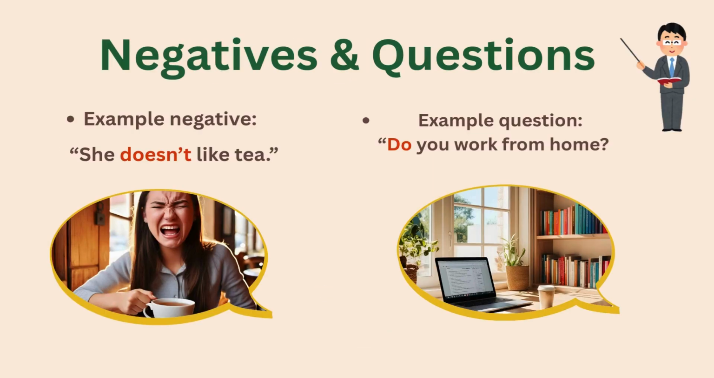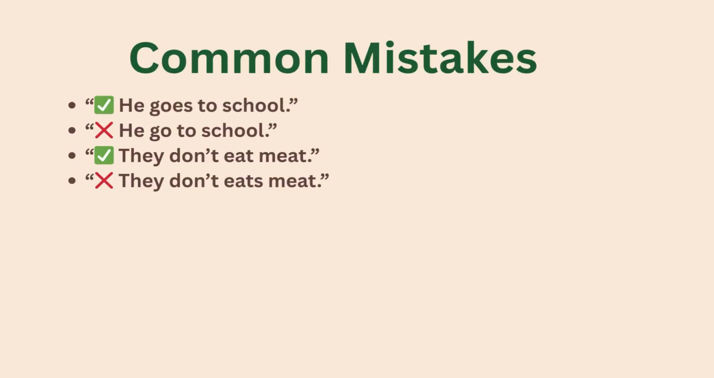For negatives and questions, use do, does. Remember, the main verb stays in its base form. We use do and don't with I, we, you and they. We use does or doesn't with he, she and it. Watch out for those s, y, s and keep the base verb after don't, doesn't.